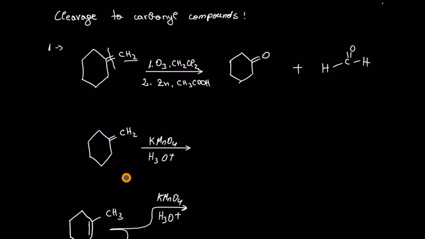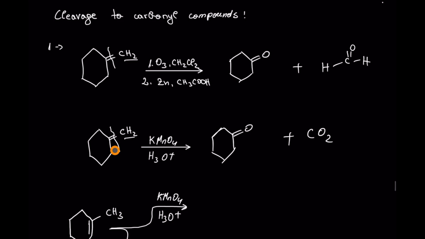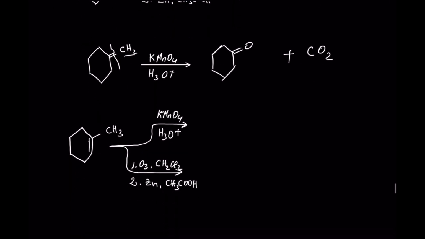In this case, this double bond here is going to break, and in the case that you do not have hydrogens, it is going to form a ketone. But in case you have 2 hydrogens, it's going to oxidize completely to form carbon dioxide. Okay? What about in case you have 1 hydrogen? What is going to happen? Take a look at this example here.